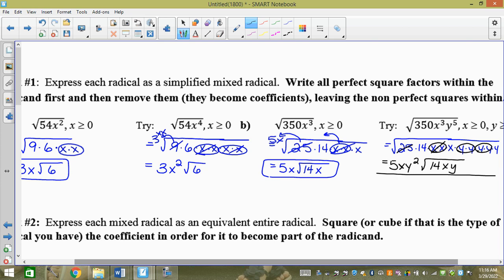The other way you can do it instead of listing them all out is you have to list them in squares, if it's an index 2, right? So you could go 25 times 14 times x squared times x times y^4 times y. You could write it like that. x squared is going to come out as 1x. y^4 is going to come out as y squared, right? So you can write it like that. And then you'd still get 5xy squared, square root 14xy.